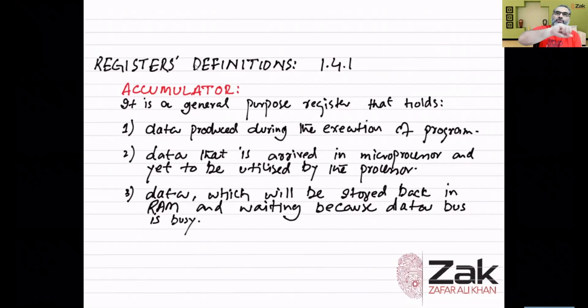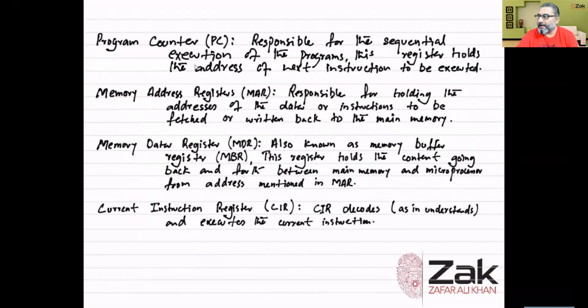Then that data will be transferred to the accumulator, and the control unit will utilize that data in the accumulator. But data doesn't go to the CIR. CIR only has what? Instructions. So if an instruction arrives in the MDR, it goes to the CIR. If data arrives in the MDR, it goes to the accumulator. Mind it.